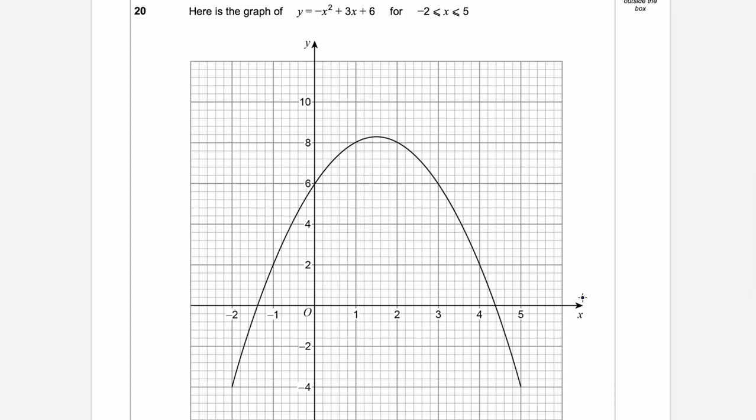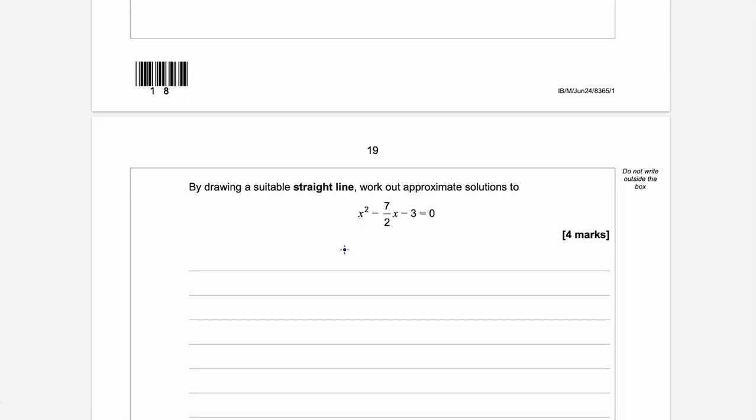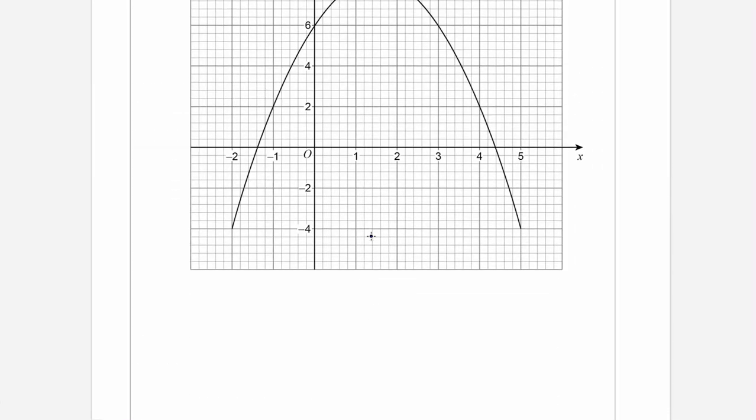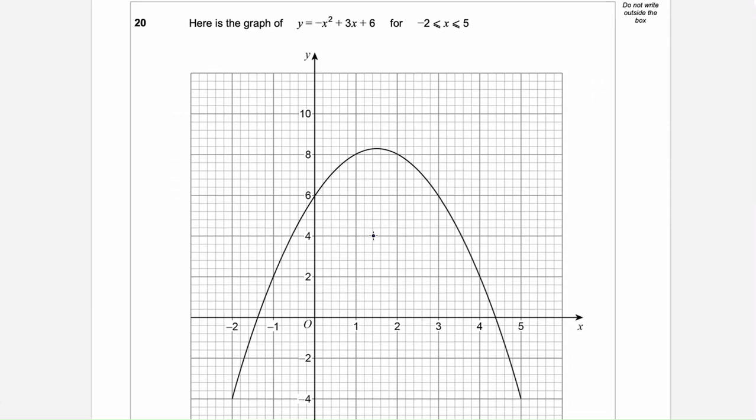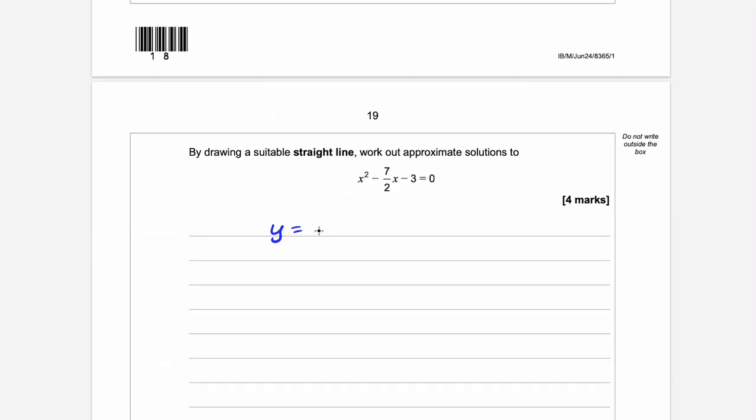Question 20. Here's a graph of this. Okay, fine. What are we dealing with? By drawing a suitable straight line, work out approximate solutions to this. Okay, so let me get this down here, guys. It's y equals minus x squared plus 3x plus 6. Y equals minus x squared plus 3x plus 6. Okay, now this guy is our equation. x squared minus 7 over 2 x minus 3 equals 0.